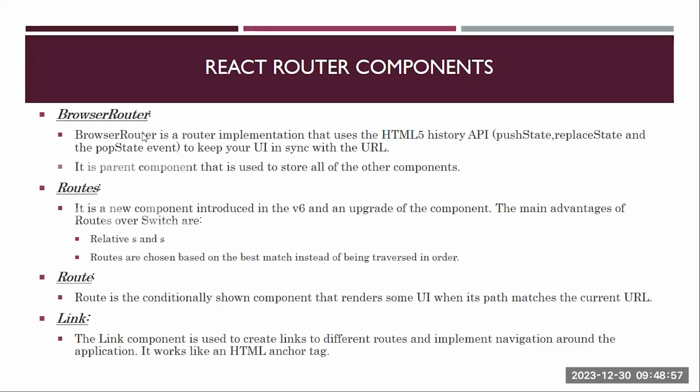Route is the conditionally shown component that renders some UI when its path matches the current URL. Route is the URL you are passing in your Routes. The router will redirect to that page or component. Link is just like an anchor. The Link component is used to create a link to different routes, so it is the part where the link is shown on the page for the user. It is used as an anchor.